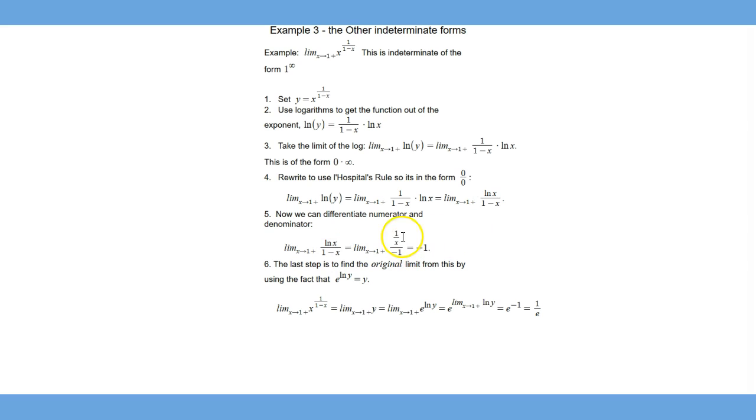And I can use L'Hopital's and differentiate the numerator and differentiate the denominator. I get minus 1. So my last step is to find the original limit by substituting e to the ln of y equals y. And I get that the limit is e raised to the limit I got here, e to the minus first, which is just 1 over e.